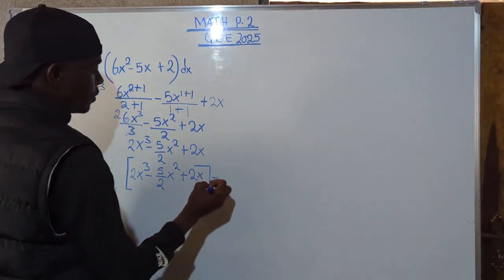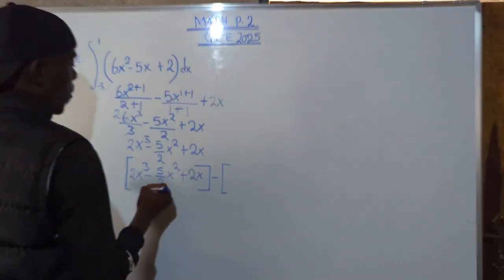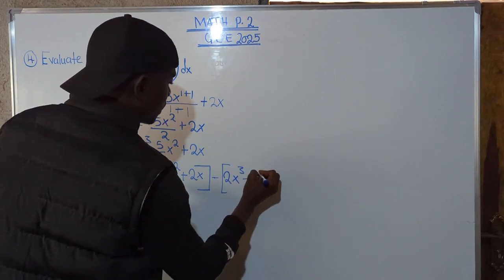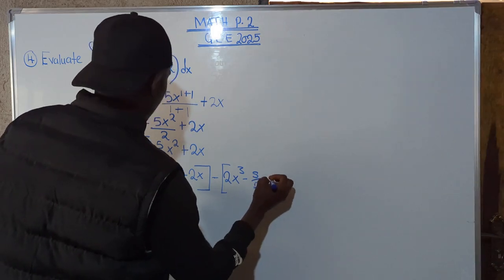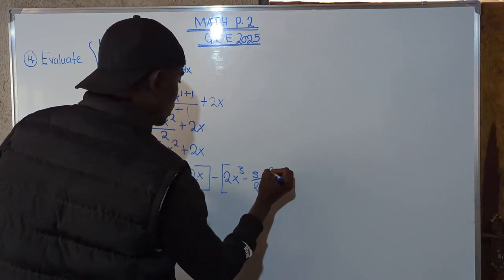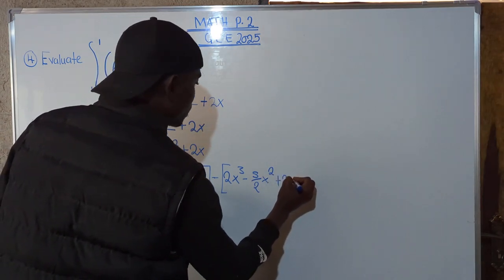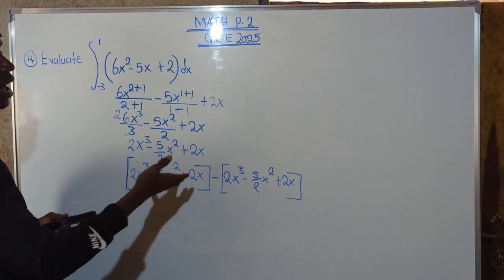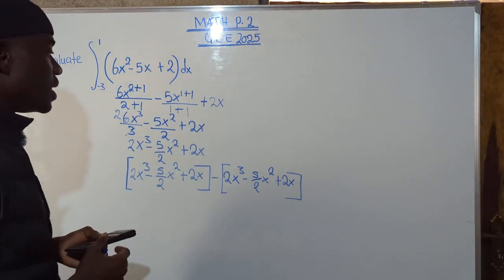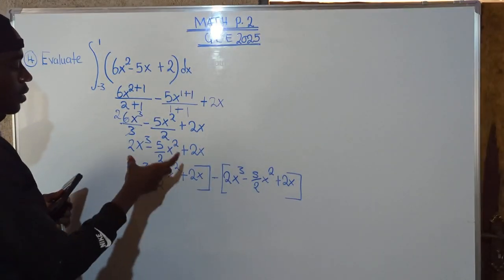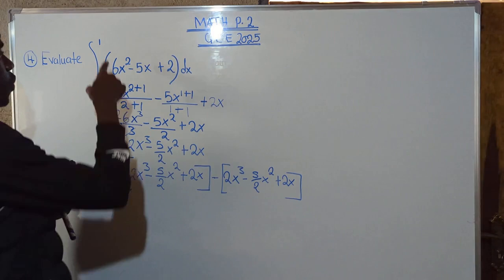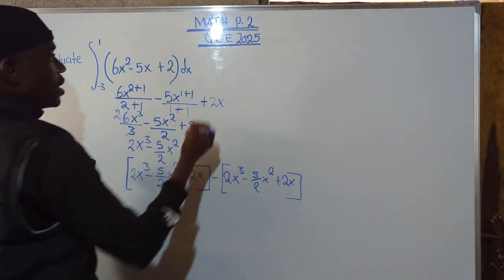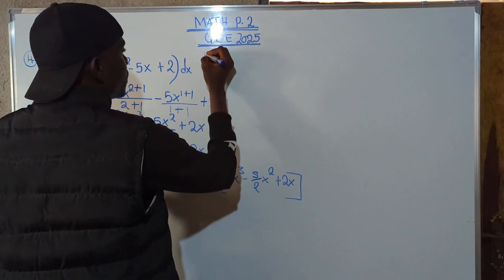Then we subtract it from the same. So this is going to be 2x to the 3 minus 5 over 2, then x to the power 2 plus 2x. Now, when you present it in this particular form, you have your upper limit, you have your lower limit. Now, let's first of all find the upper limit. So we are going to insert 1 in this particular expression, then we get the value. So let's just do that.